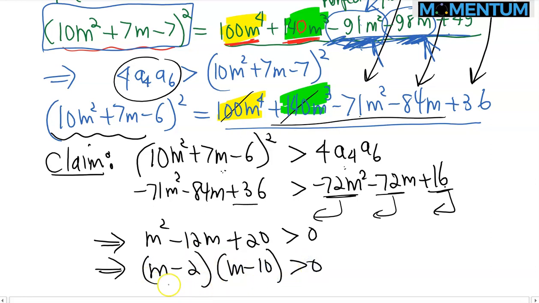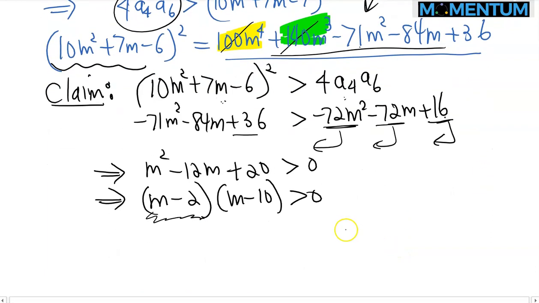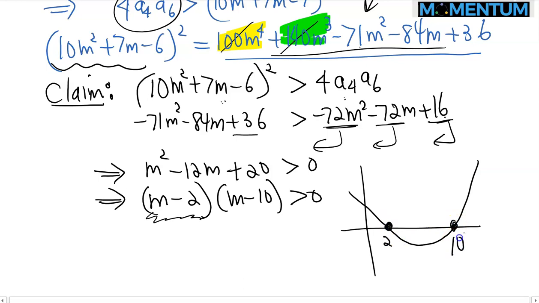And from your functional analysis, you will notice that this is just a parabola with two roots, right? A root at 2 and then another root at 10. And this parabola will be greater than 0 only if m is less than 2, which it can't be, right? Because it's given in the problem statement that m is strictly greater than 1, or m is greater than 10.